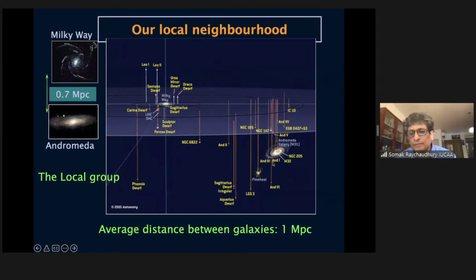It's about 0.7 megaparsecs away. A megaparsec is a million parsecs, so it's about 2 million light years away. And it's got its own entourage of satellites. We know of another 40 or so satellites that belong to Andromeda. And we are discovering these satellites every day because they're very faint things and it takes a lot of effort to find them. And these two are falling towards each other.